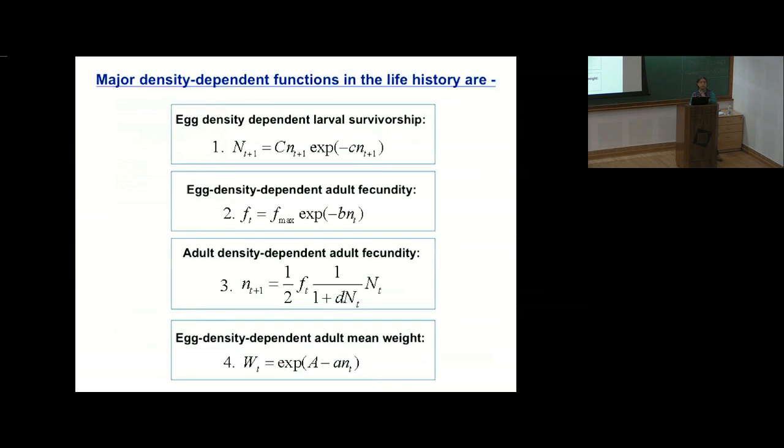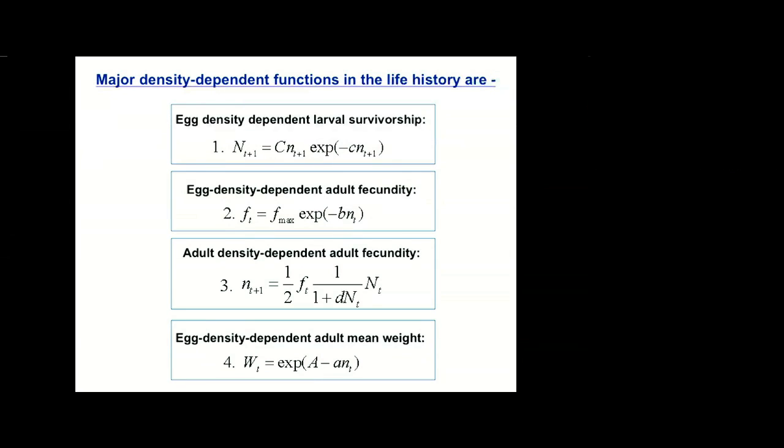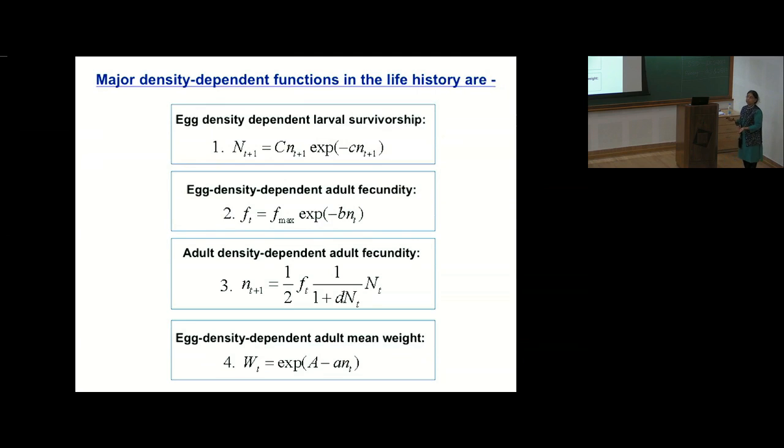Now, so here are the four functional forms that we got. This is what we have, and this is what we can use. This is what we consider as major density-dependent functions using different life history traits. Now, I want to write an equation. I want to write a model out of all these. So the model can't be four separate equations.